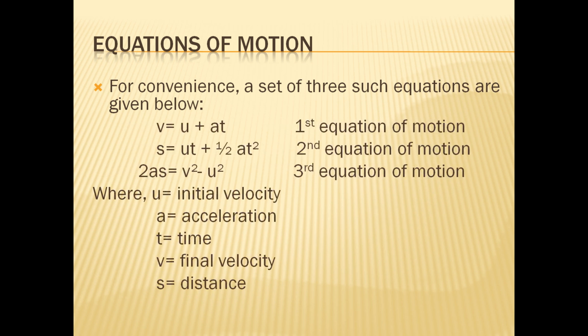The first equation of motion is v equals u plus at, where v is final velocity, u is initial velocity, a is acceleration and t is time. Second equation of motion, s equals ut plus half at square, where square is only on time t and s is the distance or displacement. Third equation of motion is 2as equals v square minus u square.